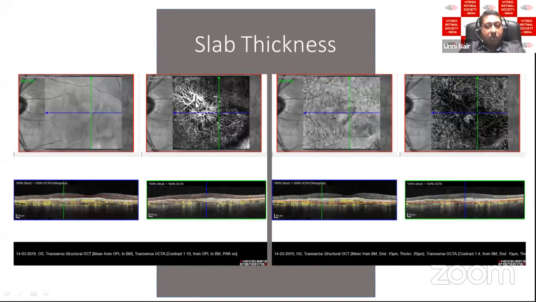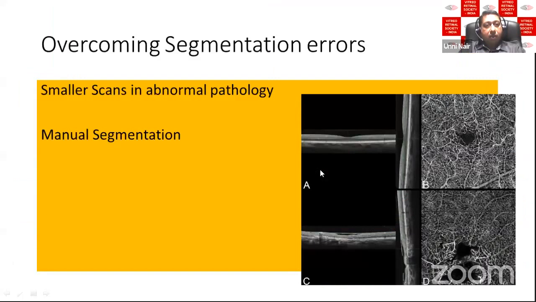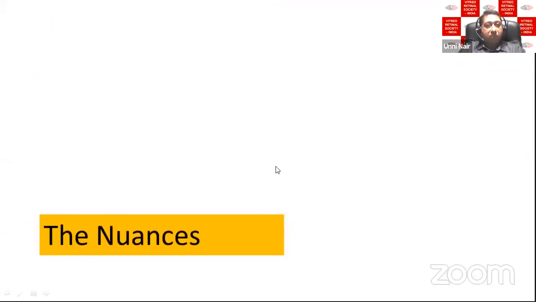Also, with the variation of slab thickness, you get huge vascular lesions. When it's thin, you get small vascular lesions, and it all depends on where the segmentation lines go. Here is another patient where you cannot make out abnormal vasculature from normal choroidal vasculature or from a scar because the segmentation is all over the place. So I'd like to go through the final part, the nuances of OCTA recognition.